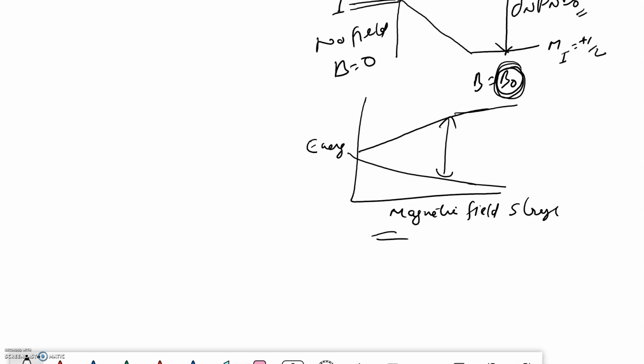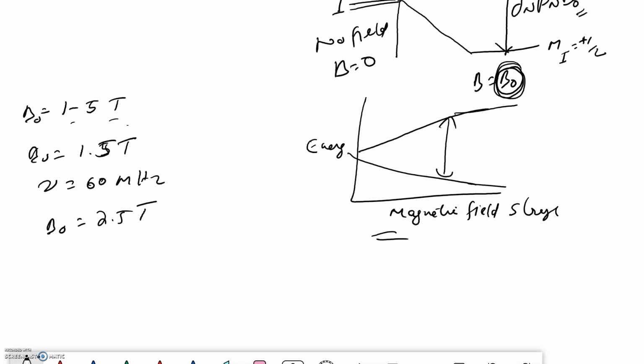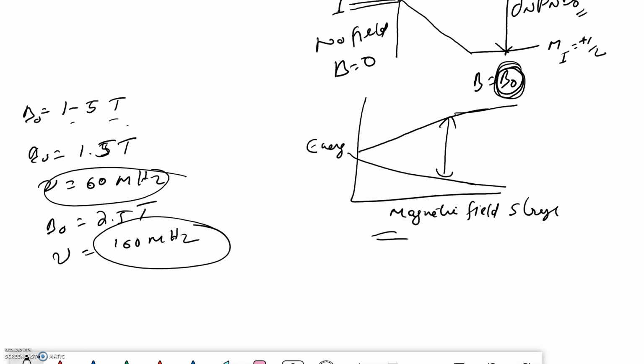For practical reasons, the fields applied are normally in the order of 1 to 5 Tesla. For a value of B0 of approximately 1.5 Tesla, nu is equal to 60 megahertz. When B0 is approximately 2.5 Tesla, we can calculate using that equation that it will be 100 megahertz. These values come under the radio frequency range. Therefore, nuclear magnetic transitions can be achieved by using radio frequency radiation.